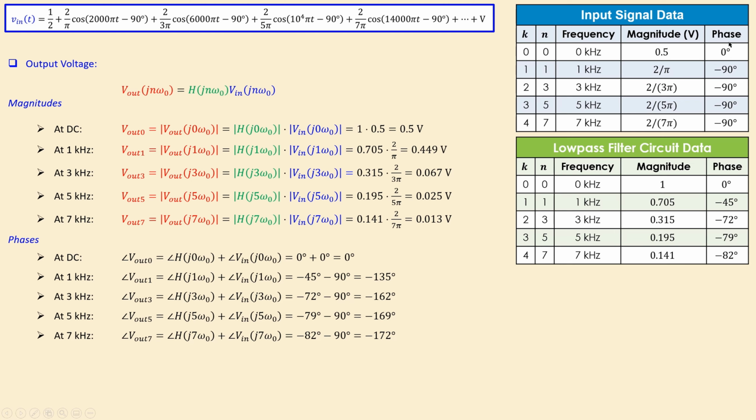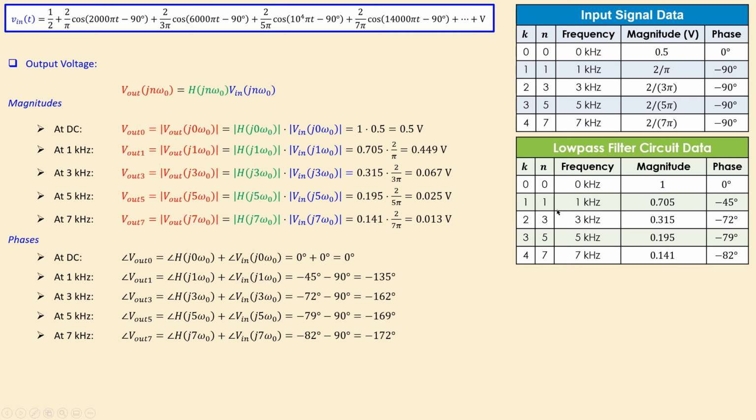What you see then, just again looking at our table, we can see at DC the phase of our input was 0 degrees. The phase of the low pass was 0 degrees, so you will have 0 degrees plus 0 degrees will be 0 degrees. So that is actually what you have at DC.